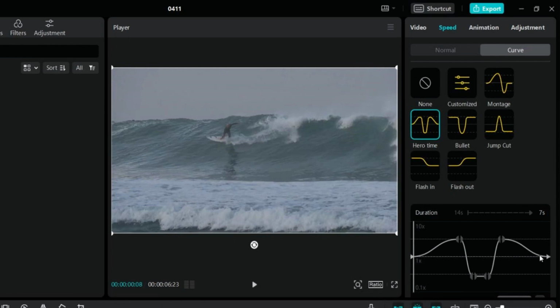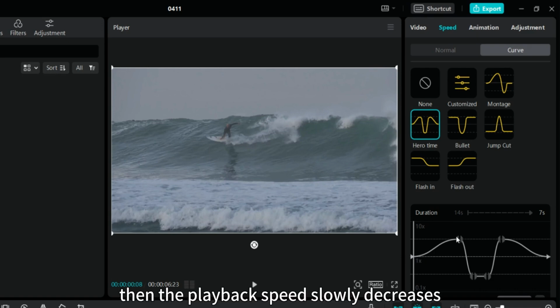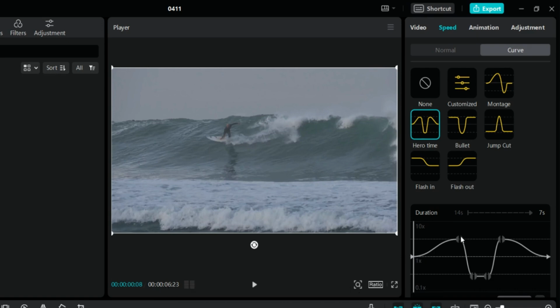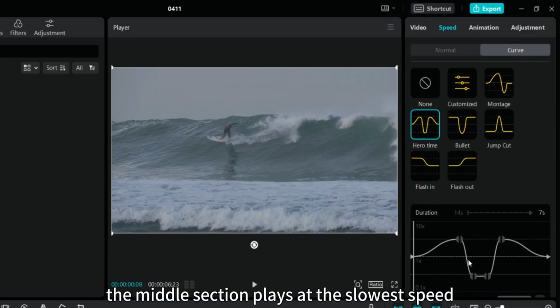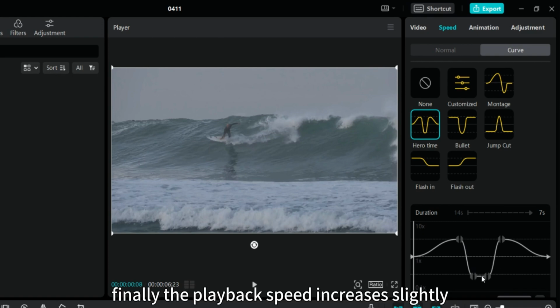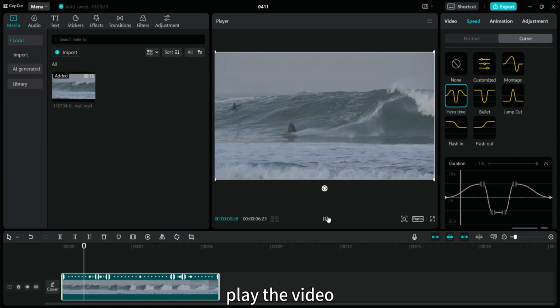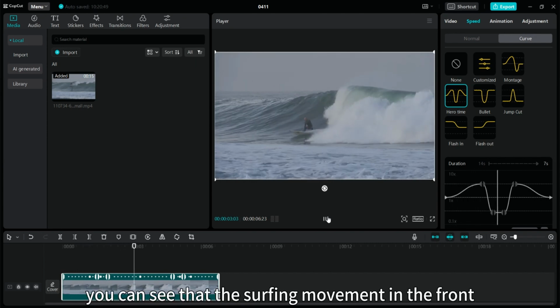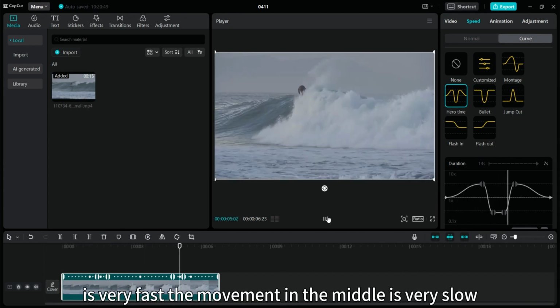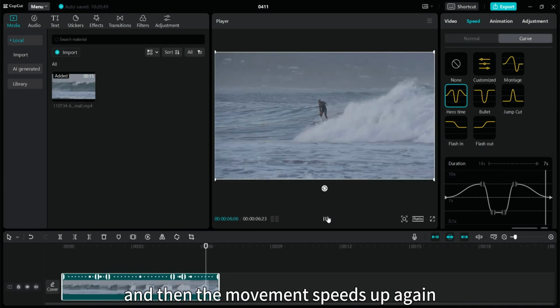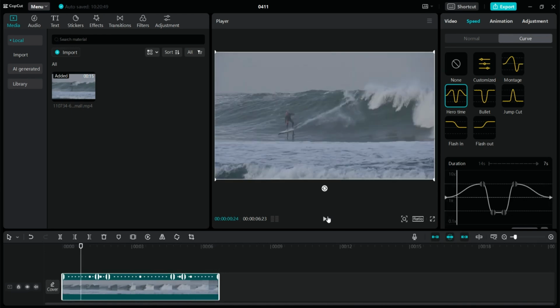This curve indicates that the first half of the playback is faster, greater than 1 times the speed. Then the playback speed slowly decreases. The middle section plays at the slowest speed. Finally, the playback speed increases slightly. Play the video. You can see that the surfing movement in the front is very fast, the movement in the middle is very slow, and then the movement speeds up again.